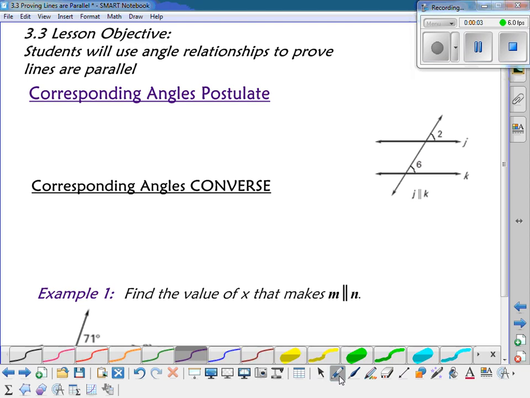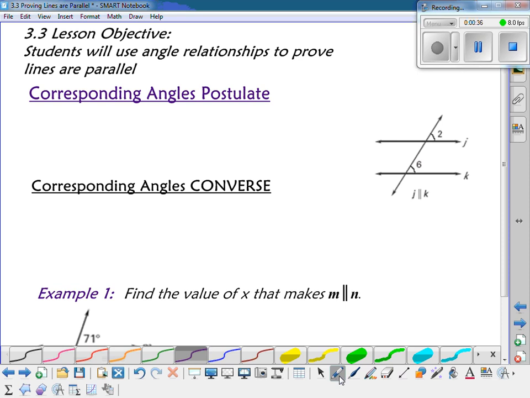Today's lesson, we'll be talking about using angle relationships to prove that lines are parallel. This is very similar to the last subject we covered. In the previous section of the chapter, we learned that if we had parallel lines, then certain angles were congruent and other angles were supplementary. Well, in this section of the chapter, we'll be going the opposite direction. We'll be starting with either congruent angles or supplementary angles and then saying that the lines are parallel.